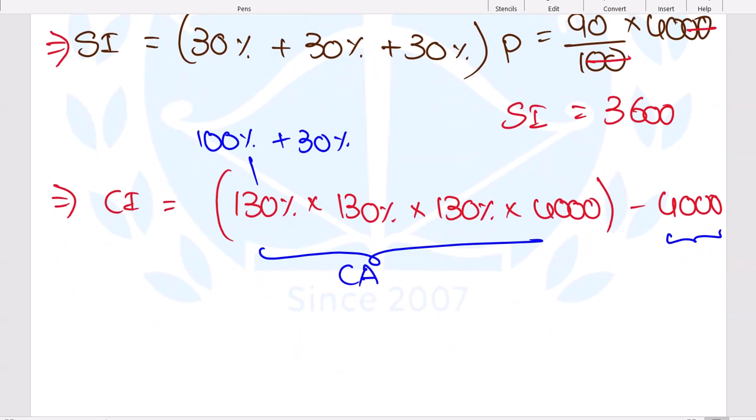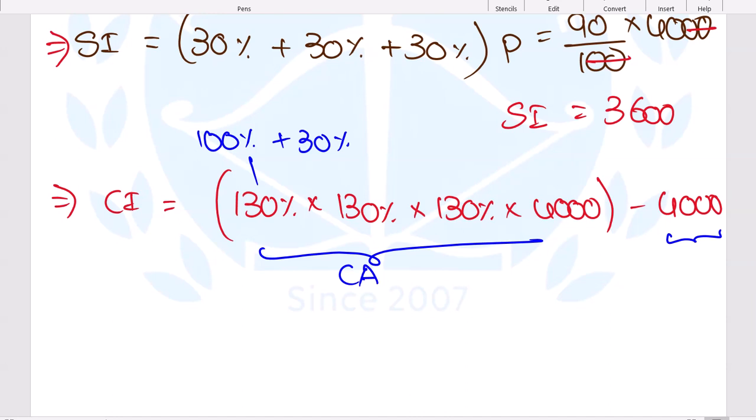Please read the question. A lot of people will make that mistake. They're asking for the amount, but people are doing minus 4,000 for that also. Don't do minus 4,000 if they ask what is the compound amount after 3 years. If it is interest, then remove 4,000.